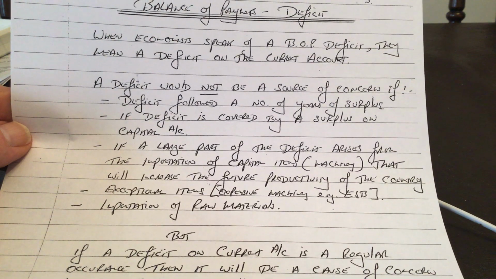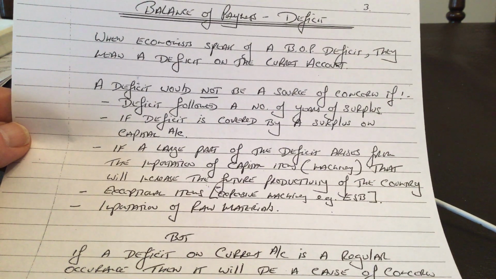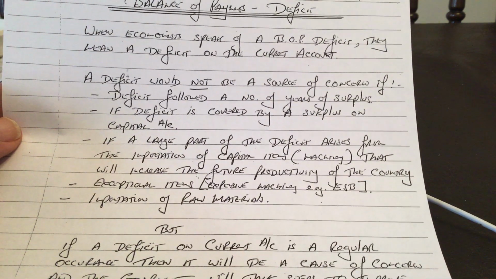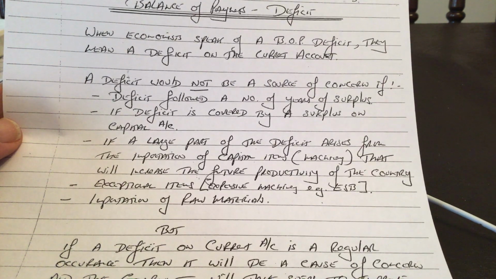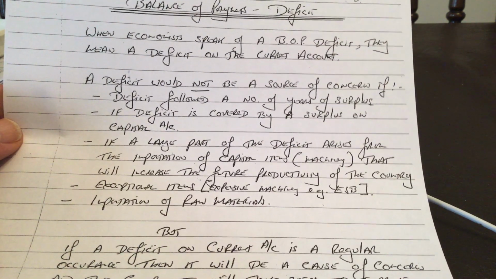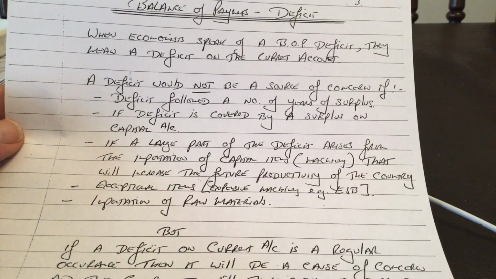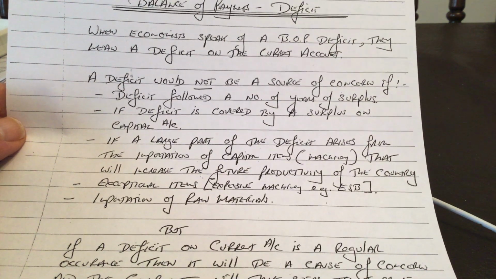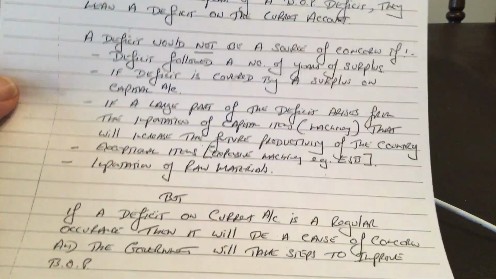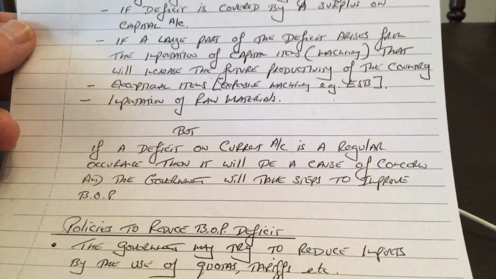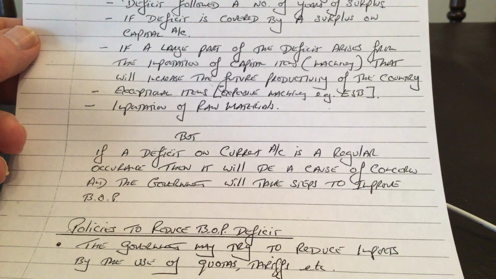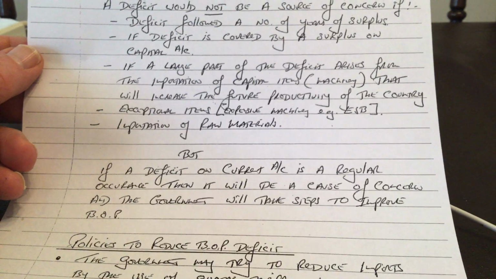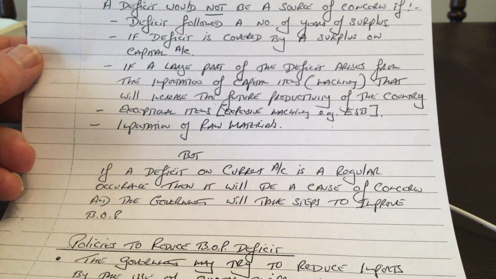Now, a deficit on the current account would not be a source of concern if the deficit followed a number of years of surplus, if the deficit is covered by a surplus on the capital account, if a large part of the deficit arises from the importation of capital items that will increase the future productive capacity of the country, exceptional items, or the importation of raw materials. However, if a deficit on the current account is a regular occurrence, then it will be a cause of concern and the government will have to take steps to improve our balance of payments.